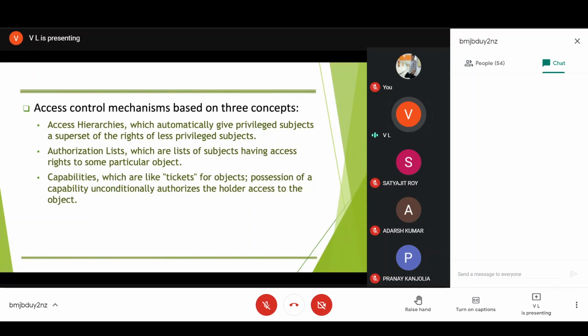Generally, capabilities are implemented as a kind of token or ticket for an object. The user or the process presents the token or ticket, and it is matched against whether those operations are permitted for that particular subject on that object or not. So possession of a capability authorizes access to the object.